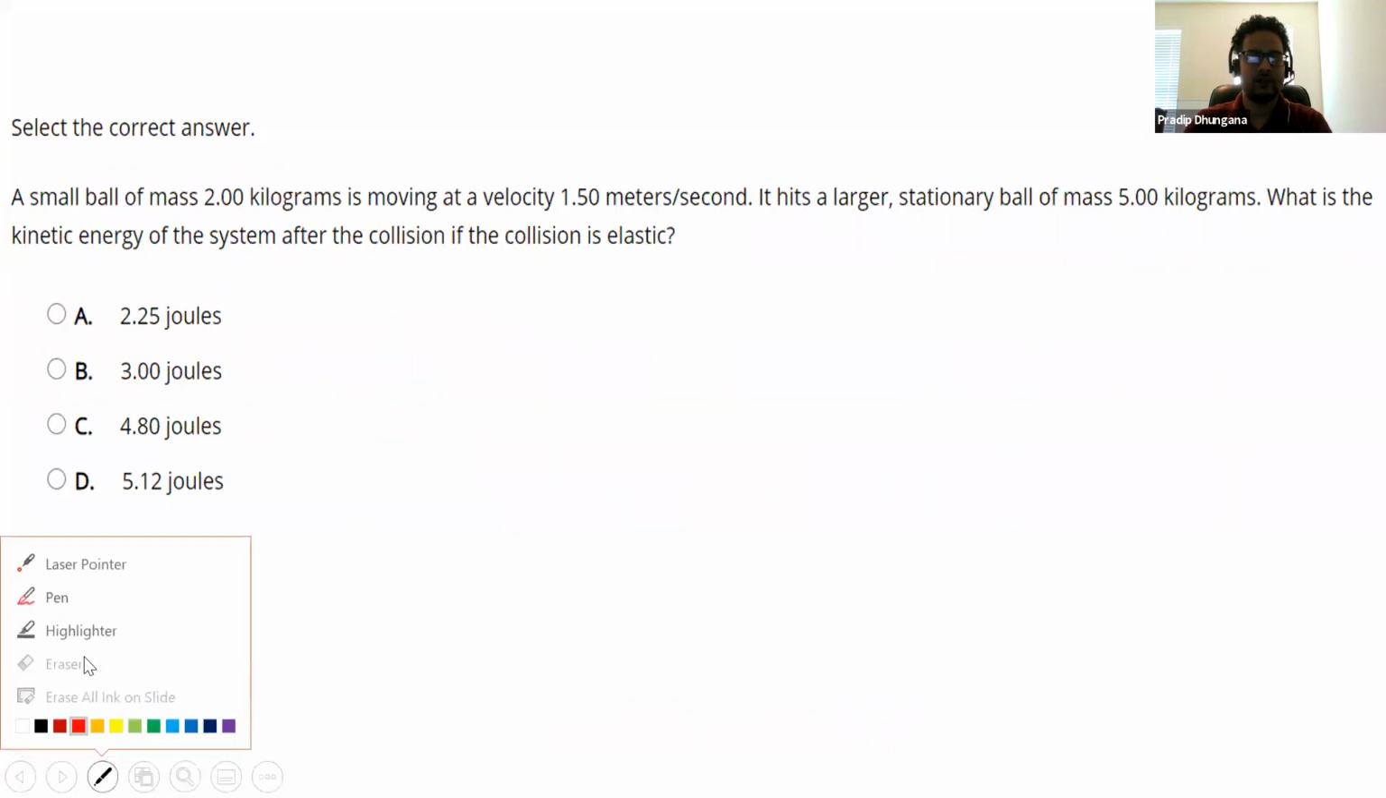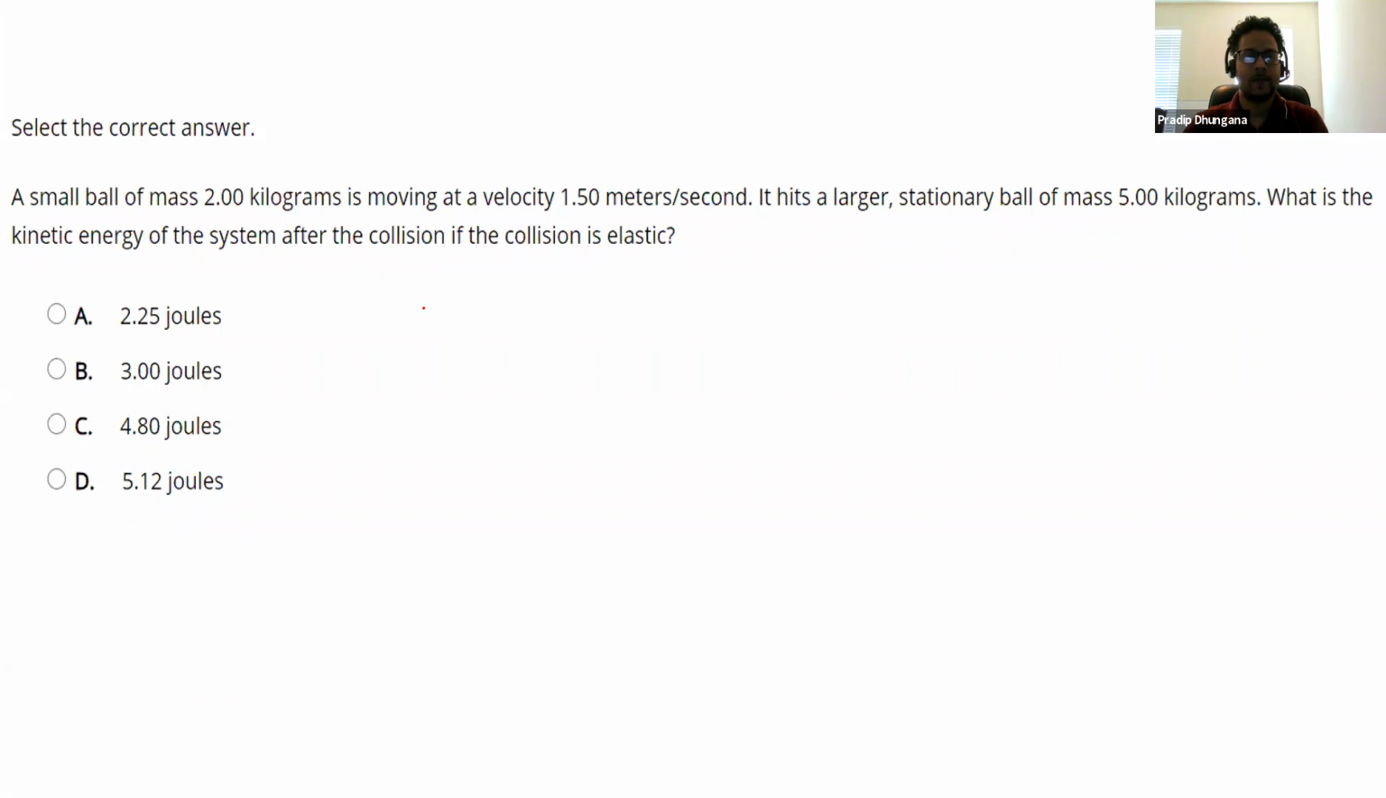Now let's work on this problem. A small ball of mass 2 kilograms is moving at a velocity of 1.5 meters per second. It hits a larger stationary ball of mass 5 kilograms. So the larger ball is stationary, that means its velocity is 0. What is the kinetic energy of the system after the collision if the collision is elastic?